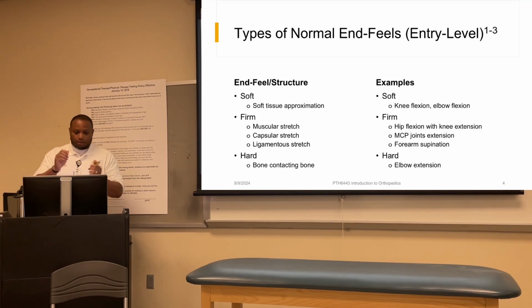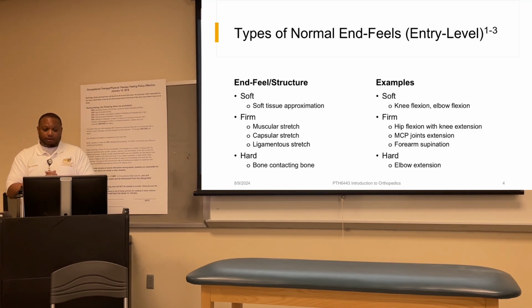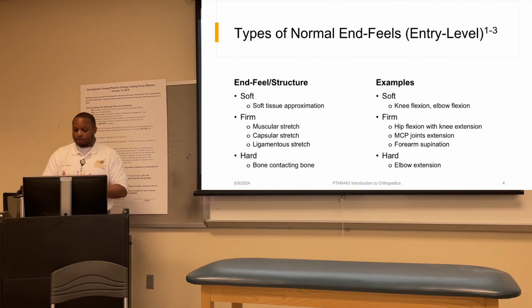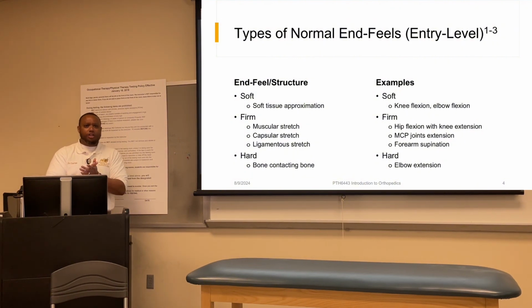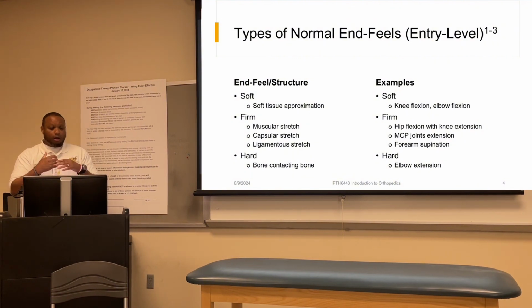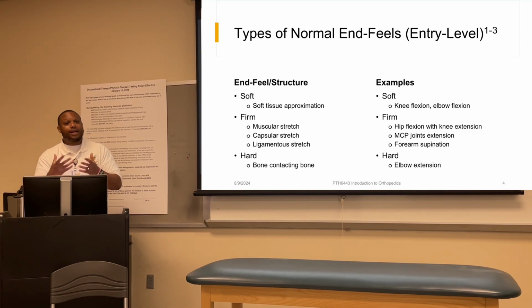So, moving on. A normal hard end feel would be bone contacting bone. So we expect this with elbow extension, right? But what is contacting what? That's what you're going to have to tell me as well. Okay? So we've got Trey. What do you say, Trey? With a normal hard end feel with elbow extension, what is contacting what?